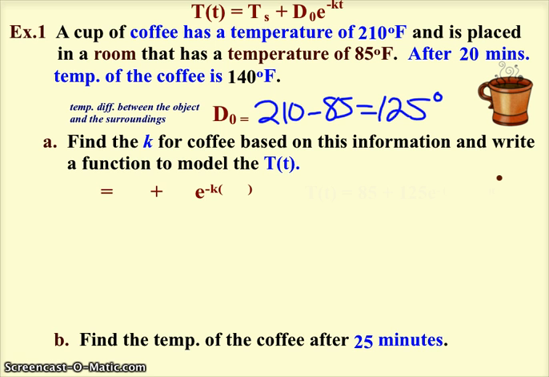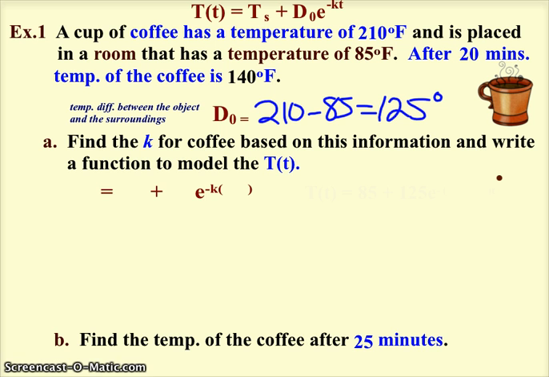Then it says find the k. You notice that in this information, we don't have any k. It didn't tell us what the cooling constant is for coffee, so we're going to have to figure that out. Because k is up in the exponent, that's going to require the typical solving where I get the e part of the equation by itself, and then I ln both sides. Same thing we've been doing for lots of problems.